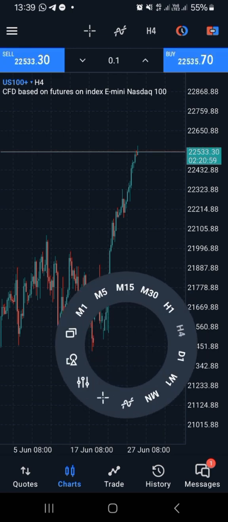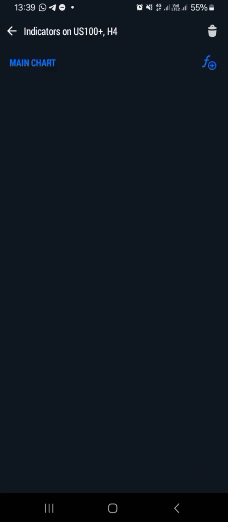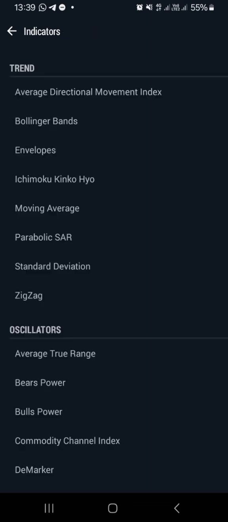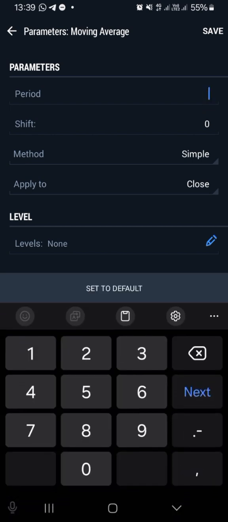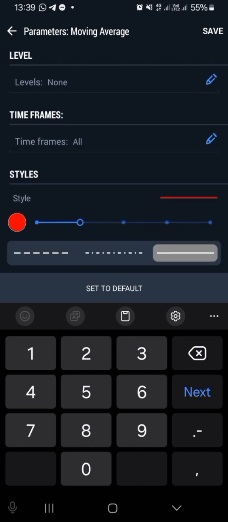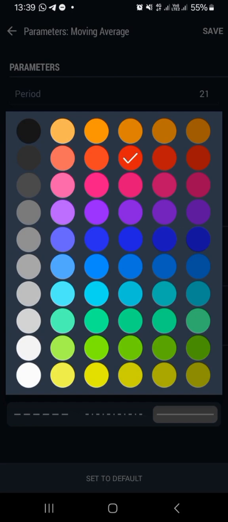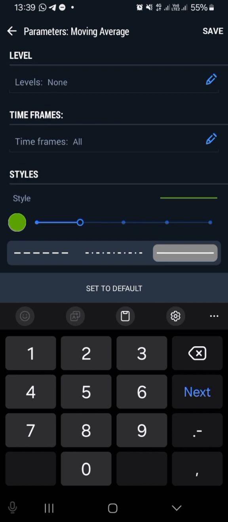To add them, tap anywhere on your screen, click on this sign that looks like a snake sign beside MN. Then you see F plus. You click on F plus, then you look for moving average. So we are using two moving averages. The first one is 21. We'll make the 21 exponential, and we can change the color to any color, but let's change it to green. Then we save it.